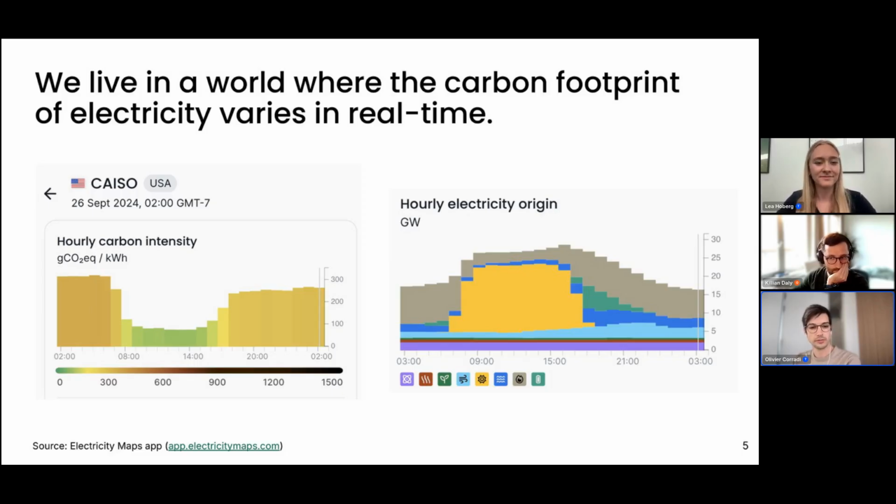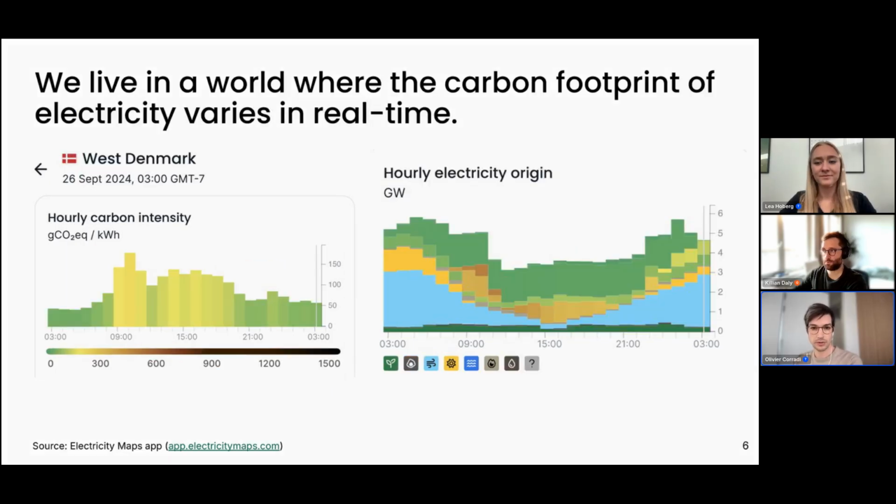These are screenshots from the Electricity Maps app showcasing various examples of why the carbon footprint of electricity varies in real time. This is California. You're seeing on the left-hand side the green area representing low carbon electricity during the day. On the right-hand side of the graph, you can see this orange piece, which represents all of the solar electricity on the Californian grid, which is causing the carbon intensity to be much lower. So California has a lot of solar, which causes the carbon footprint of electricity to vary from hour to hour.